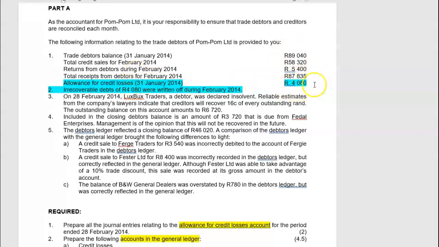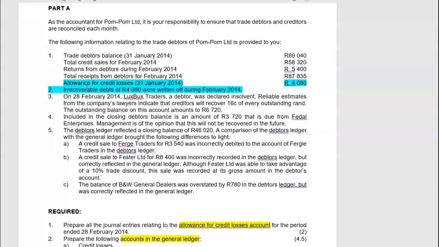I had the opinion that he's not going to pay his outstanding debt, and now in number 2, that opinion was actually confirmed. And now there is concrete evidence that this guy is not going to settle his outstanding account. What was the entry that we've passed in the books when we actually created the allowance for credit losses? We debited an expense account, 4080, if we're going to ignore that, and we did credit allowance for credit losses account of 4080.